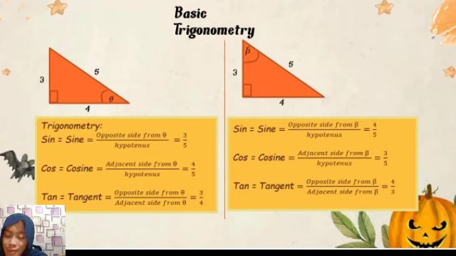Next, with the second picture, sine equals opposite side from beta over hypotenuse equals 4 over 5. Cosine equals adjacent side from beta over hypotenuse equals 3 over 5. And tangent equals opposite side from beta over adjacent side from beta equals 4 over 3.